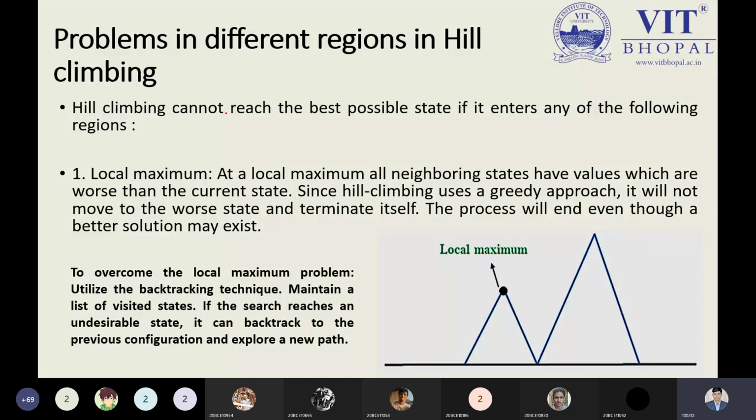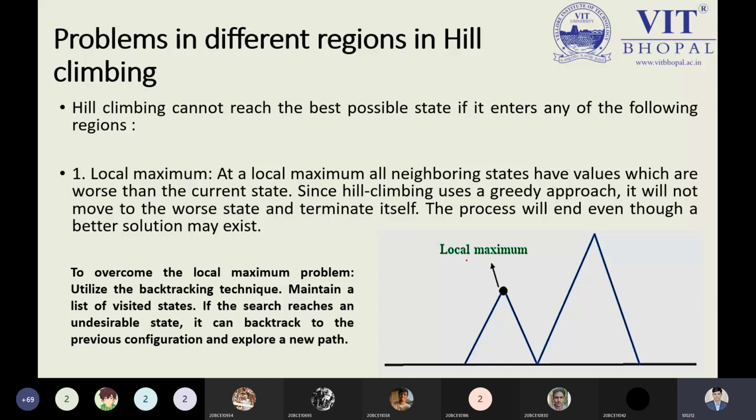So we need to find the problem, and that is a very important point to understand such a topic. Hill climbing cannot reach the best possible state if it enters the following region: local maximum. Suppose I'm reaching a local maximum, there is no guarantee I can reach a good position or the highest objective function value. At the local maximum, neighbor states never have values worse than the current state. Yes, of course it is possible, a local maximum can have the worst value. Just look at this diagram.